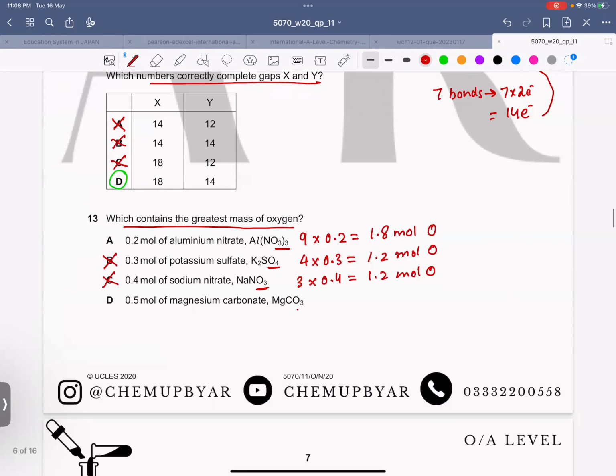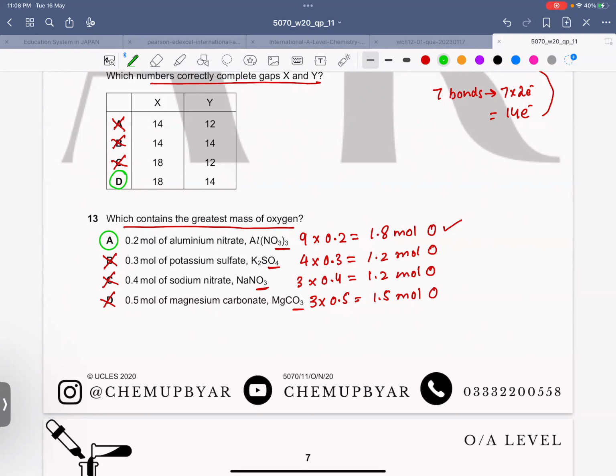0.5 moles of magnesium carbonate. So it has 3 oxygens in it. So 3 times 0.5 would give me 1.5 moles of oxygen. So the greatest oxygen is in A. So A must have the greatest mass of oxygen. So A would be our correct answer. Is this clear? Yes. Yes, Hassan.